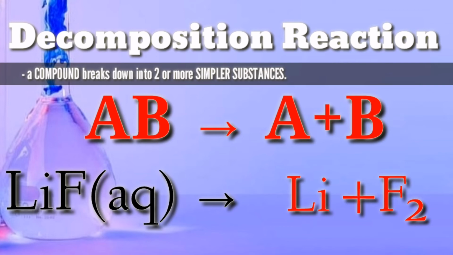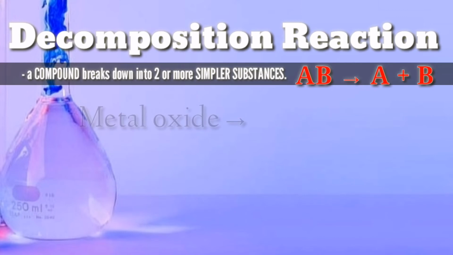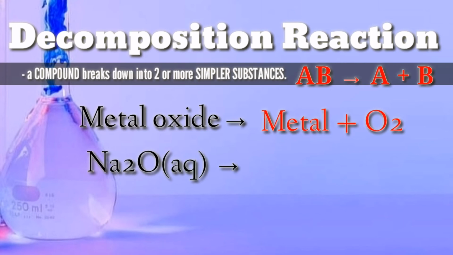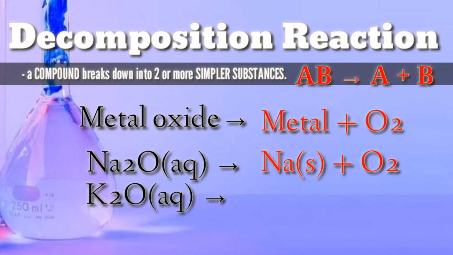Just remember, if we have a metal oxide reactant, the products that will be formed after the decomposition reaction are a metal element and oxygen gas. For example, sodium oxide when decomposed will form sodium and oxygen gas. Potassium oxide when decomposed, the products would be potassium and oxygen gas.